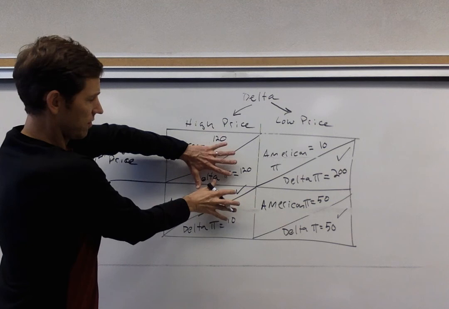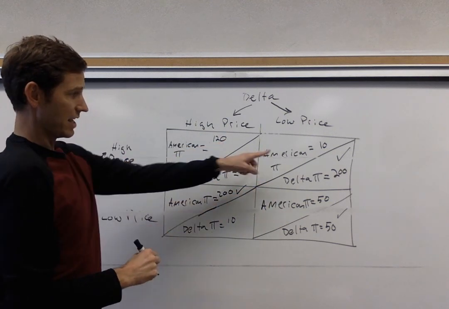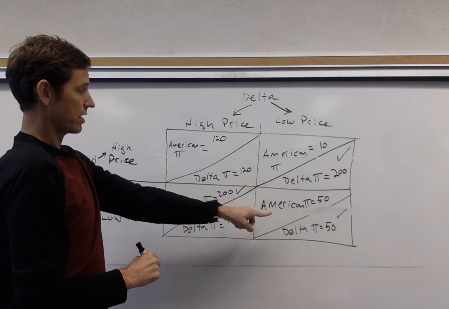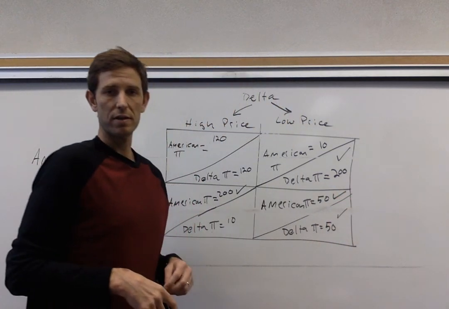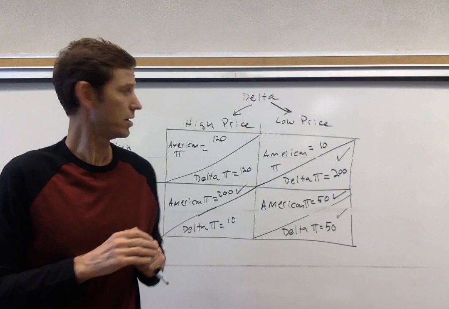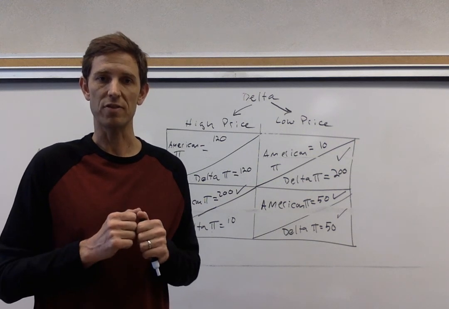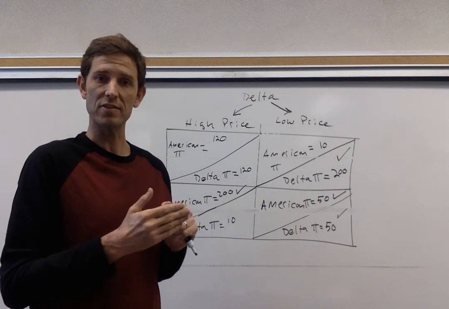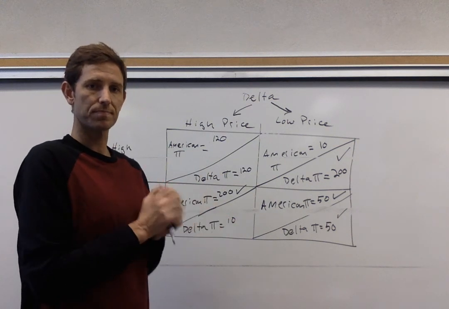What about if Delta has charged the low price? Then we're going to cross off, ignore this column and only look over here. If American goes high, they get 10. If American goes low, they get 50. Maybe you could see this straight away because the numbers are just sort of mirror images of one another. But American Airlines here also has a dominant strategy, and that is to charge a low price. It's dominant because it always gives them more profit.